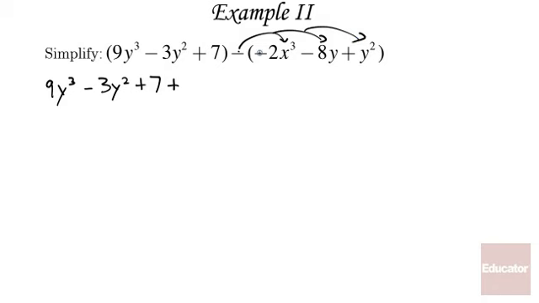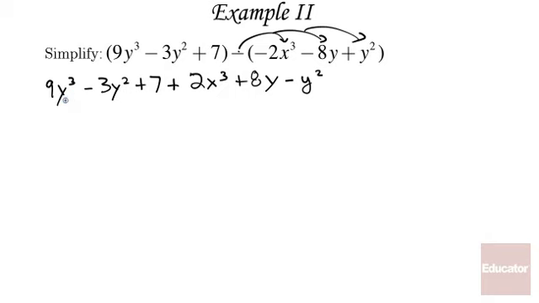A negative and a negative is going to give me positive 2x cubed. A negative and a negative here is going to give me plus 8y. And then a negative and a positive here, that's just going to be negative y squared. Now I've gotten rid of the parentheses, I can combine like terms. I have only one y cubed term actually.